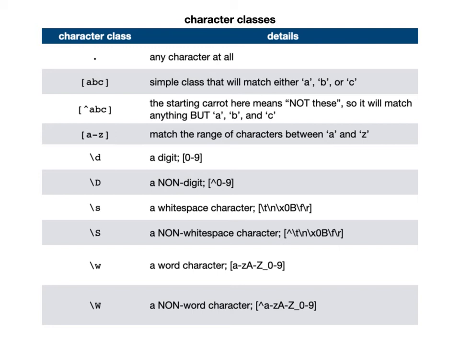\S is, again, the opposite, the complement. And then \W is word characters. So things you're going to see in normal words: A to Z, capital A to Z, underscore, and 0 to 9. You don't see underscore that much, but in variables, etc. This is all a list of character classes.